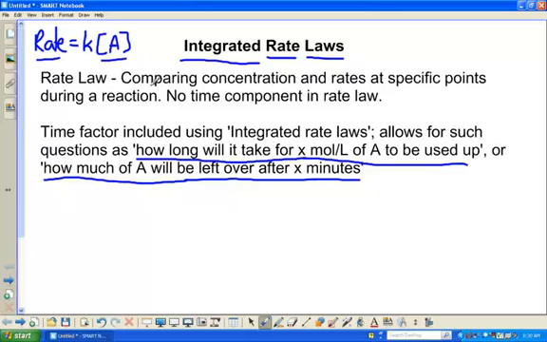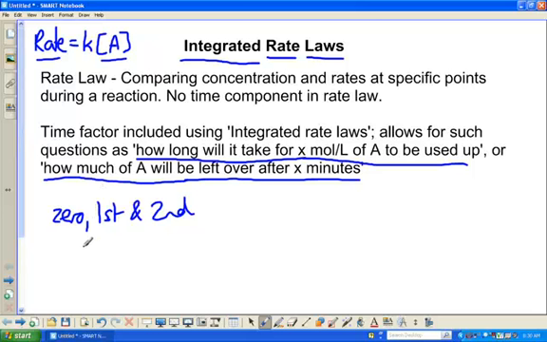So if you apply some calculus to your rate law here, integration in particular, you are then allowing for that time factor to be included. Now, I'm not going to go through the derivation of these integrated rate laws here. I'm just going to go through the products. And we're going to look at these for zero, first, and second order reactions, because it turns out for each different molecularity the integrated rate laws are different.